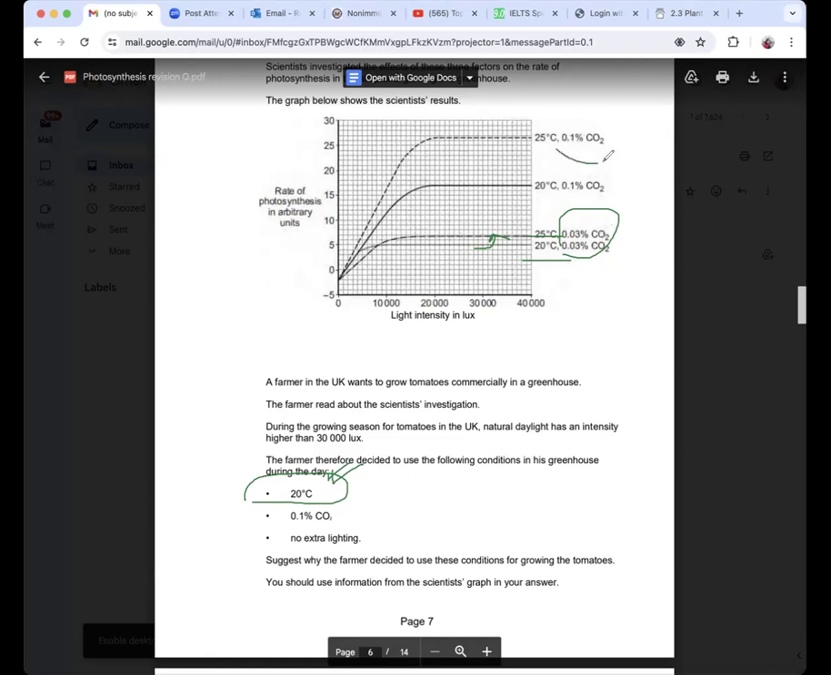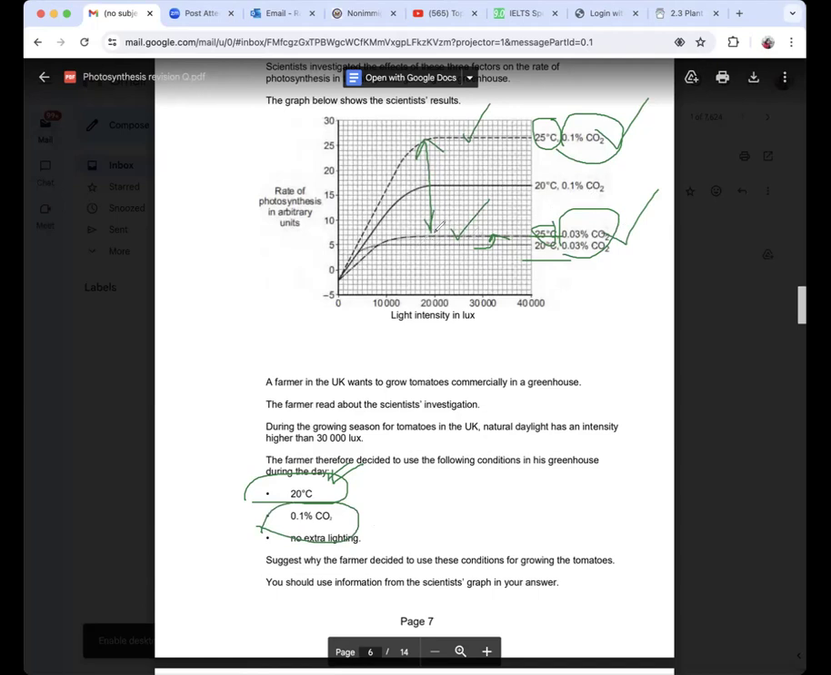However, if you look at 0.1% carbon dioxide concentration and let's say this one, because these two, the ones I ticked, have the same temperature, 25 and 25, so forget about the temperature for now. Just look at how different the graphs are. The increase is by a large amount, it makes a big difference, and therefore there is a significant profit. The profit is much higher if you raise the carbon dioxide concentration. That is why the farmer decided to go with 0.1% carbon dioxide instead of 0.03%.